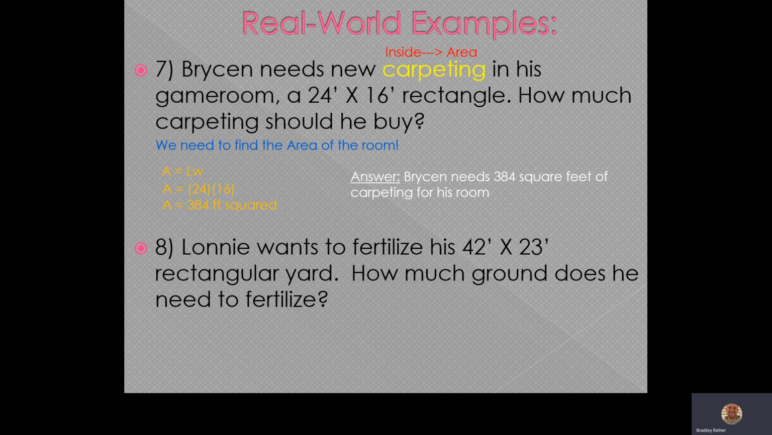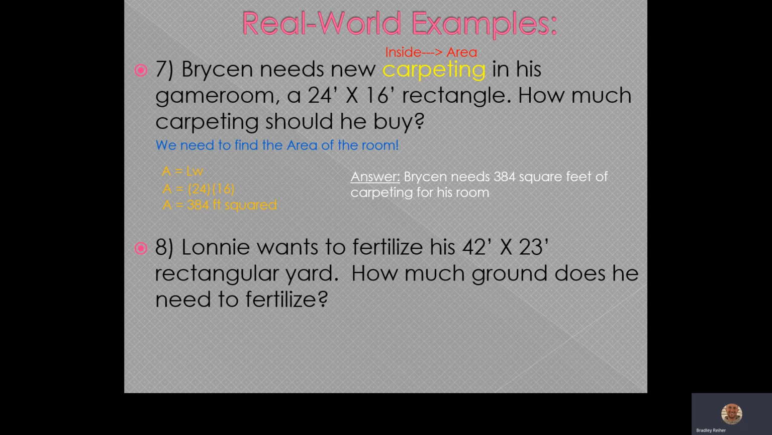Okay, number 8, this will be the last one we do for this part of the video. Lonnie wants to fertilize his 42-foot by 23-foot rectangular yard. How much ground does he need to fertilize? Pause the video, work this one out just like we did on that one above. Since Lonnie is going to spread fertilizer on his yard, he's not spreading it around the yard. He's spreading it inside his yard, all through his yard. That tells you that you need to find area.